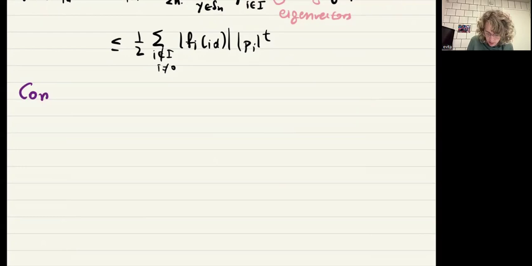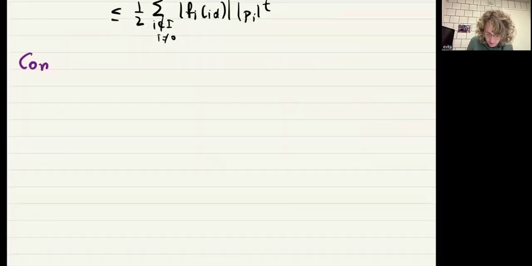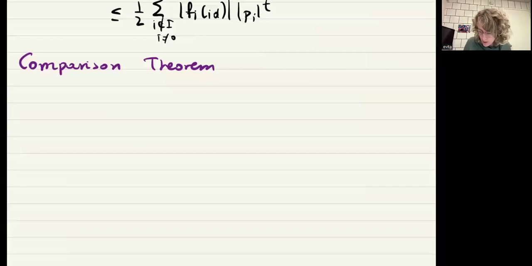So let's see. Yes, I have some space. So comparison theorem, and I know that perhaps Dominic might use this, so let's try to state it carefully. So comparison theorem for limit profiles.